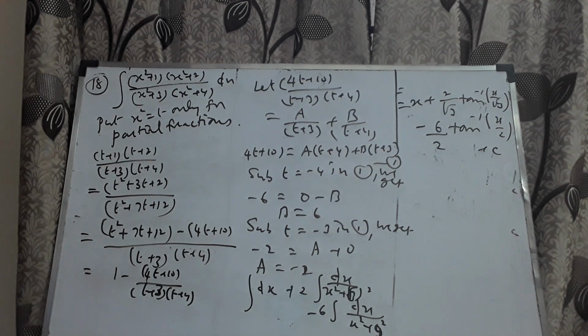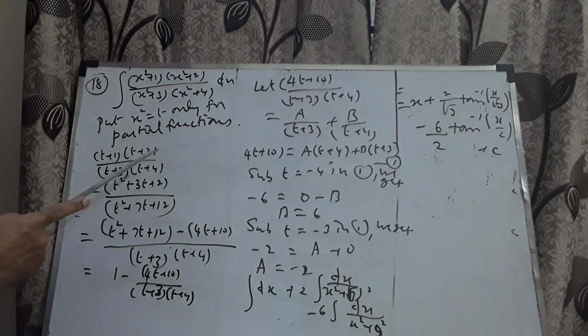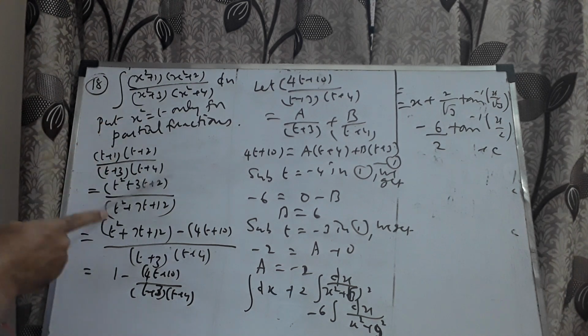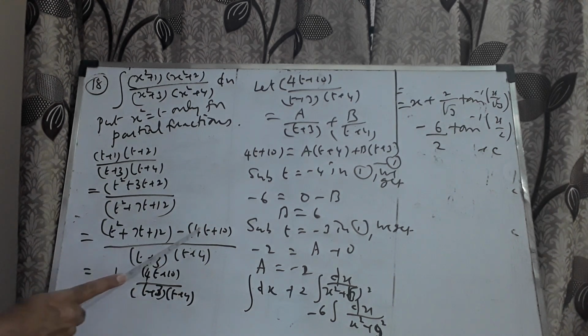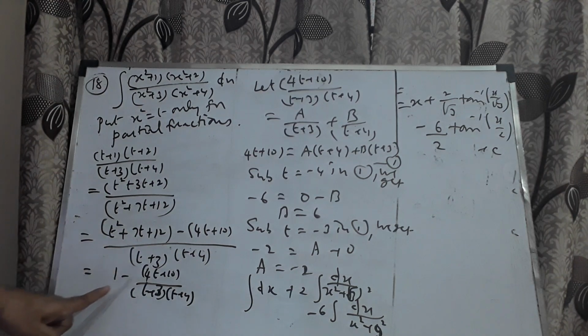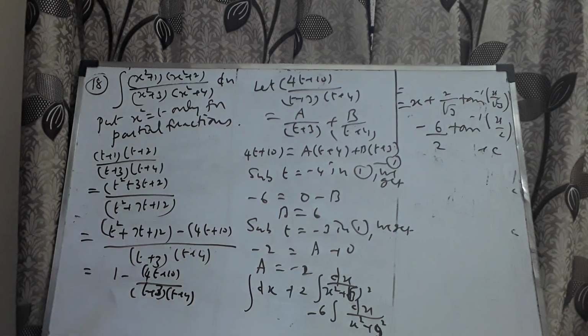I repeat, whenever I have x square everywhere, put x square equal to t only for partial fractions. Then this becomes (t plus 1)(t plus 2) over (t plus 3)(t plus 4). Since they are of equal degree, I should divide and proceed. Instead, there is an easy way to do it. This can be written as (7t plus 12) minus (4t plus 10). 7t minus 4t is 3t, 12 minus 10 is 2. Division individually gives this by this, which gets cancelled, so 1 minus this.